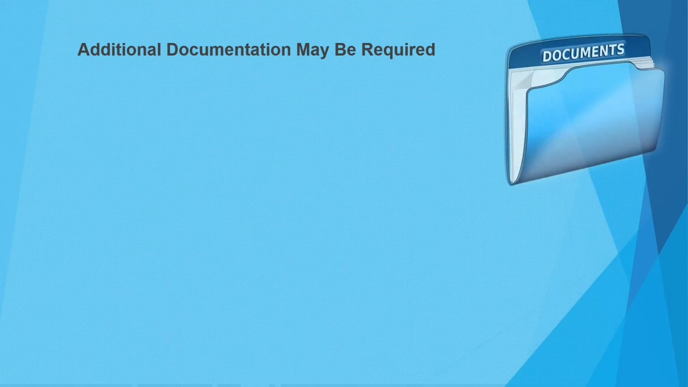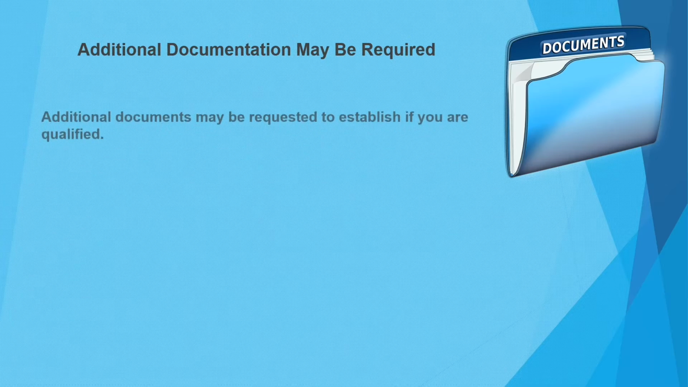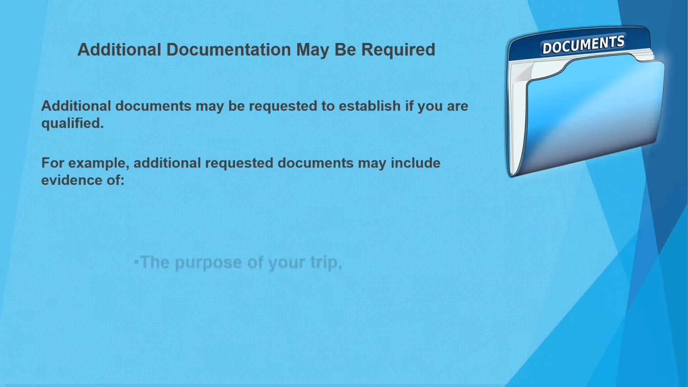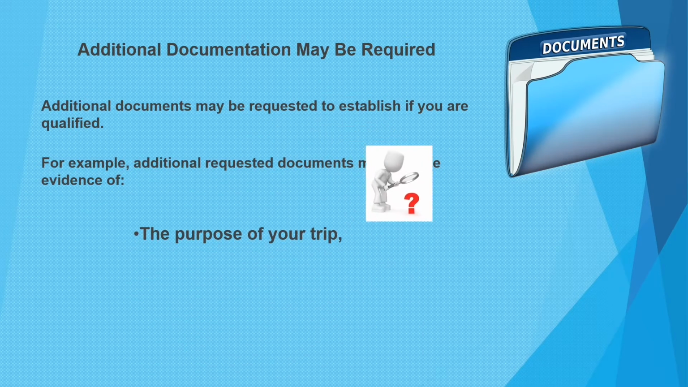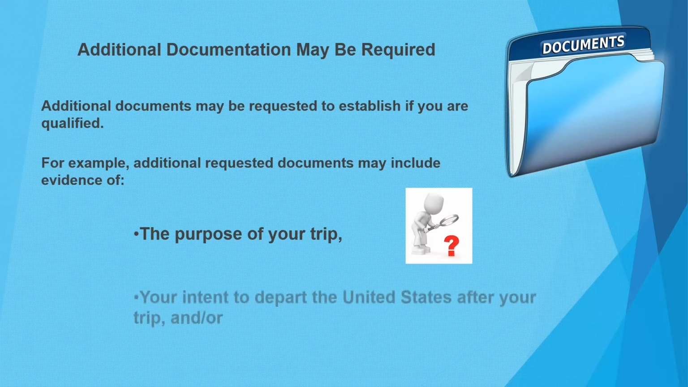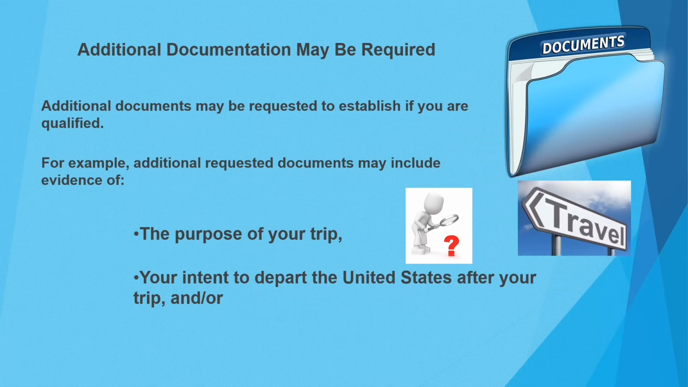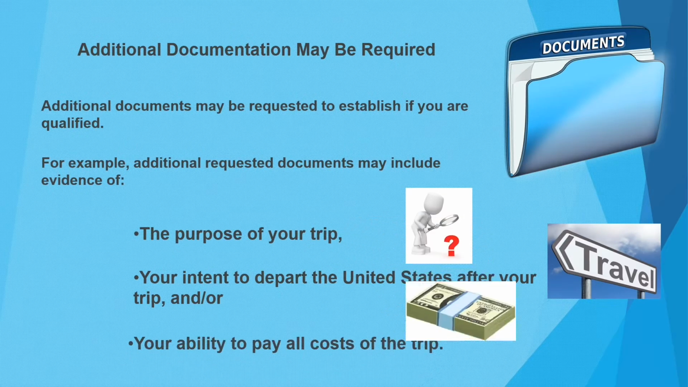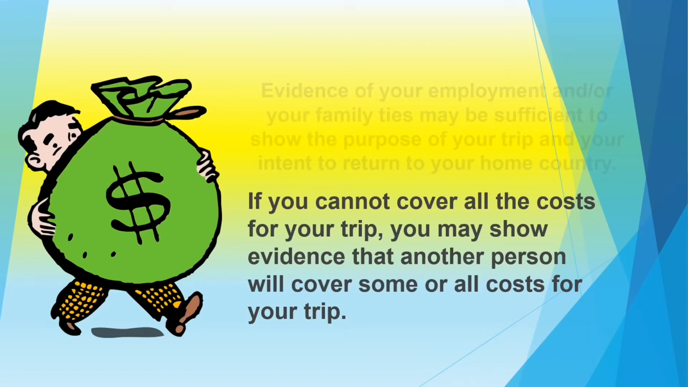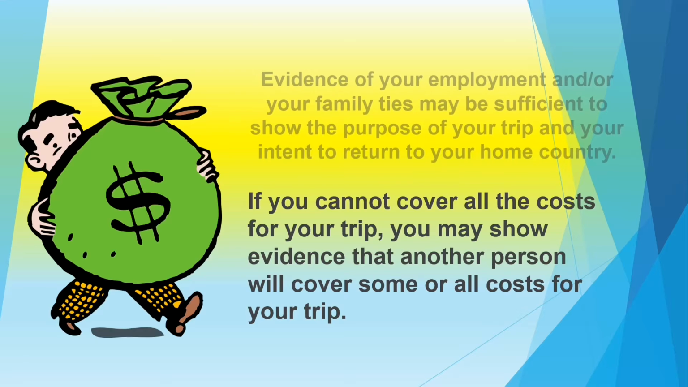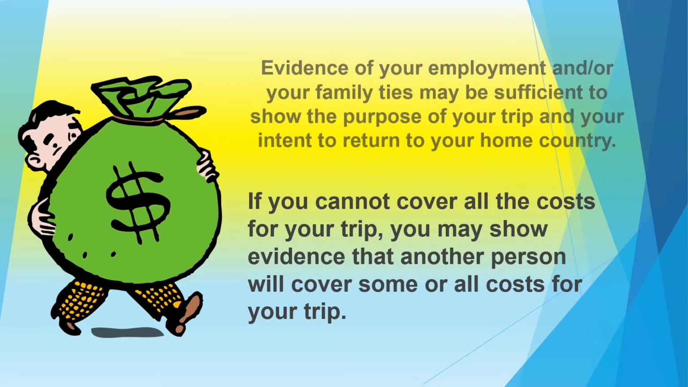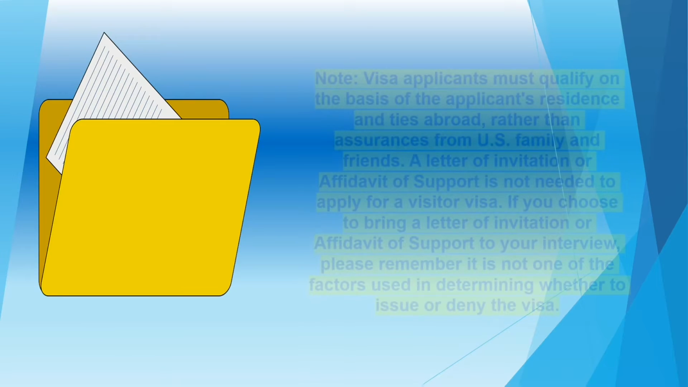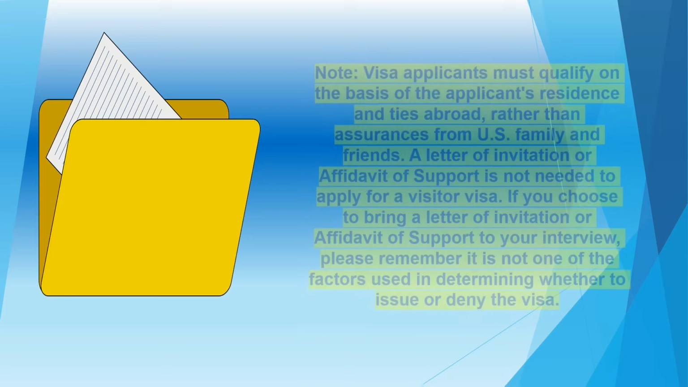Additional evidence will be needed to establish the purpose of your trip in the US. You must show the following as evidence. First, you must show the purpose of your trip if you're attending a conference or visiting family or friends. Second, you must show your intent to depart the US after your trip or your ability to pay all costs of the trip. Evidence of your employment or family ties may be sufficient to show the purpose of your trip and intent to return, but if you cannot cover the cost of your trip, you may show evidence that another person will financially shoulder your trip.